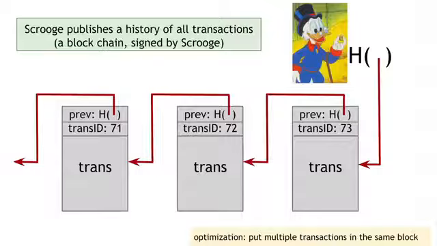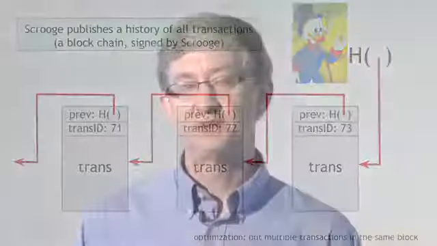Okay. Now I said here that we put one transaction in each block. We do that for simplicity of explanation, but in practice, as an optimization, we'd really put multiple transactions into the same block, as Bitcoin does. So you can bear in mind as I talk about Scrooge coin that that's the way we'd really do it in practice. So Scrooge publishes this history.